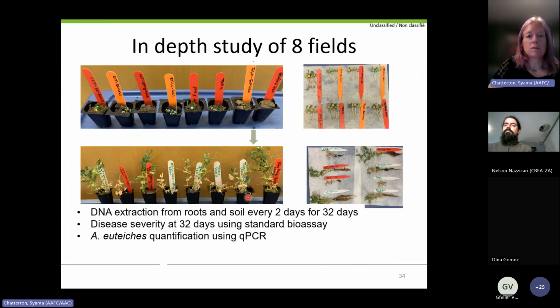So then what we did next was look at this in-depth study of 8 fields. For this one, we tried to choose 8 fields that had different disease severity levels. So we had some prior knowledge of these fields. And then we set up these little bioassays where we put a whole bunch of seeds in a small amount of soil, and then extracted the DNA from the roots and the soil every 2 days for 32 days. This was a lot of work that Shamila did, having to extract DNA from roots and soil every other day. And then we looked at disease severity at the end, and quantified the Aphanomyces in the roots and the soil over that time period.